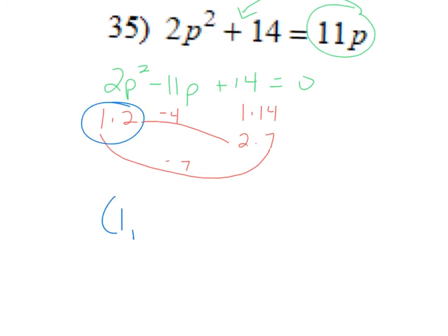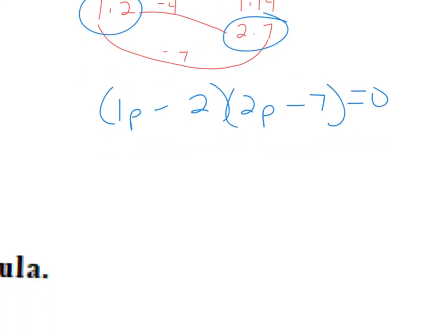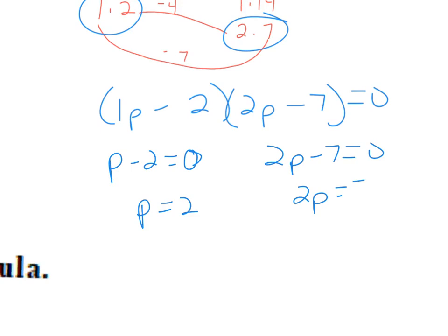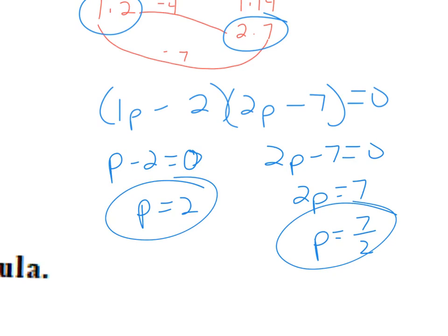Okay, so my factors here, I've got 1p and 2p. On the back side, we know they're both negatives. On the back side, I have a 2, 7, and that's equal to 0. So now I've got p minus 2 equal to 0 and 2p minus 7 equal to 0. So p will equal 2. I'm going to add the 7 on this one and get 2p equals 7, and then get 7 halves. So I've got 2 and 7 halves as my answer.